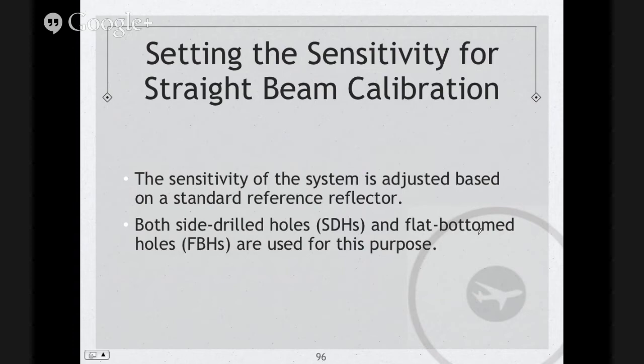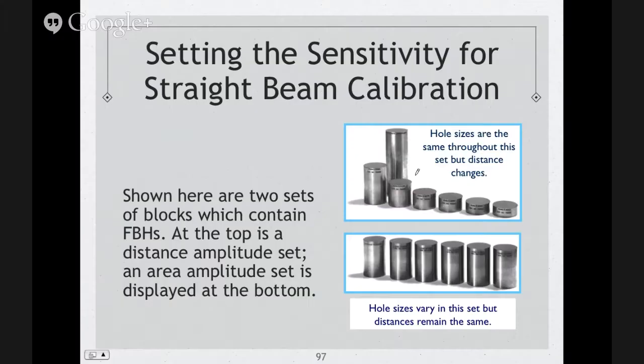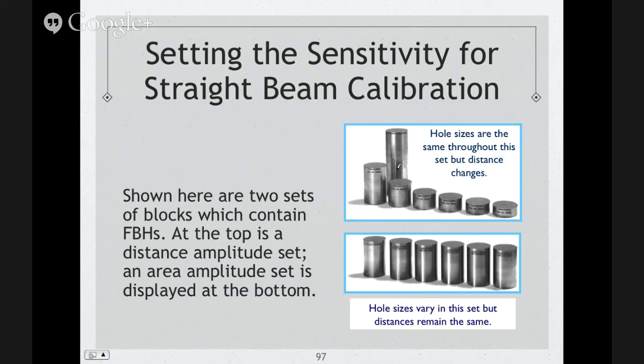So, the sensitivity of the system is adjusted based on a standard reference reflector. Both side drilled holes and flat bottom holes are used for this purpose. As shown here, there are two sets: the distance amplitude and the area amplitude. What do you think this one on top is, distance amplitude or area amplitude blocks? Distance, right? Because the reflector is always going to be the same. In all of them, what changes is the distance from your entry surface to your flat bottom hole.